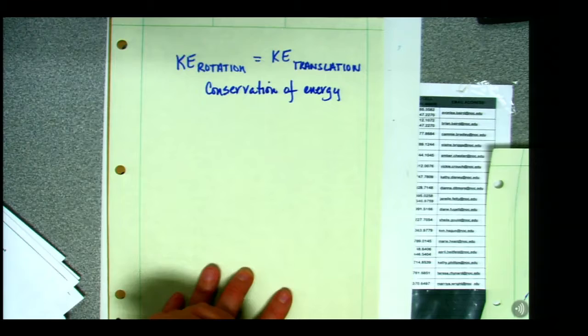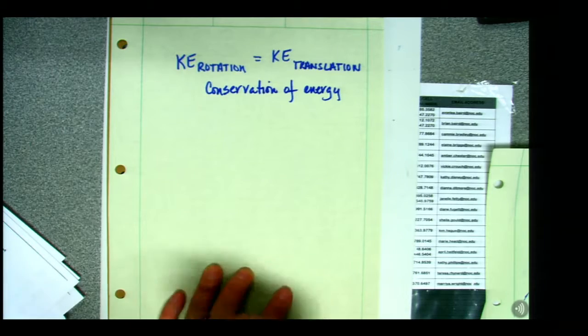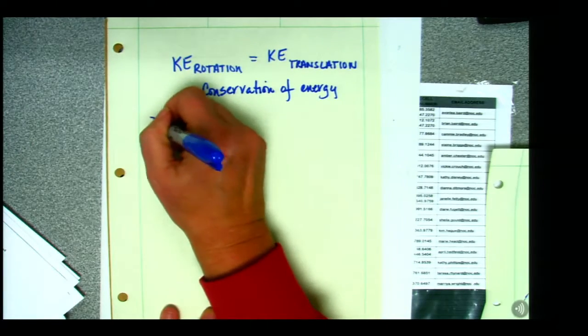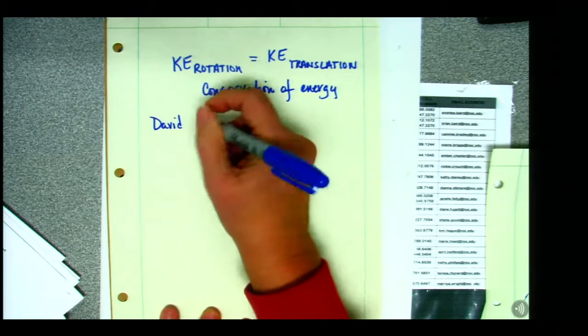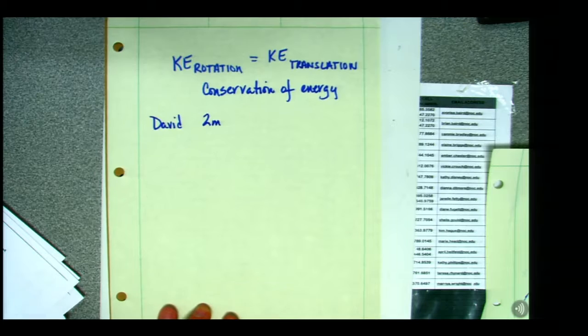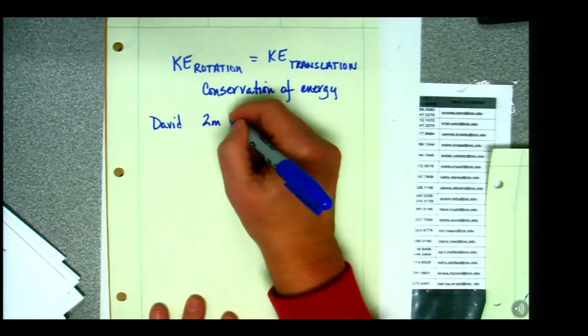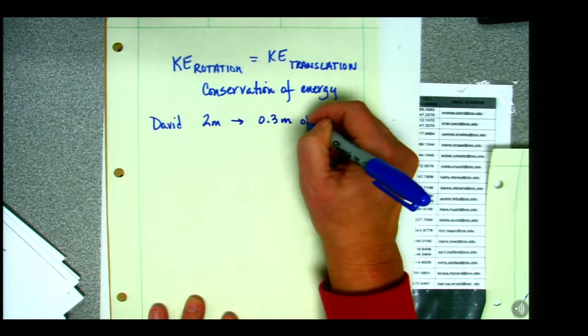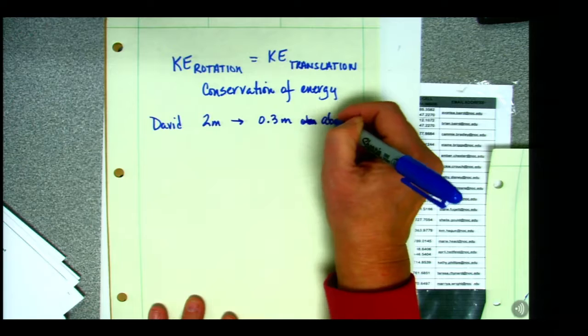Since this is the David and Goliath problem, we want to know how hard the rock hits Goliath. If David is about 6 feet tall, we'll say he's 2 meters, just to make it easy to deal with. And we're going to say that the sling was 0.3 meters above his head. I can't spell today.